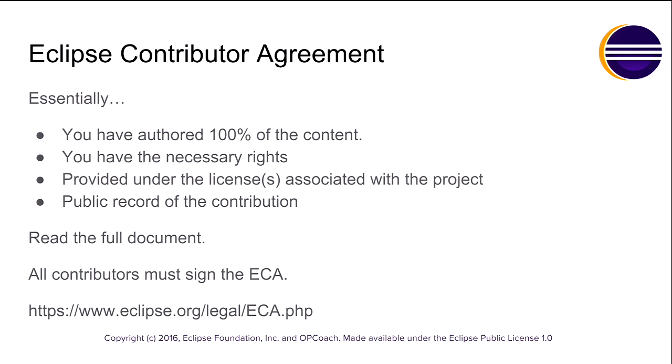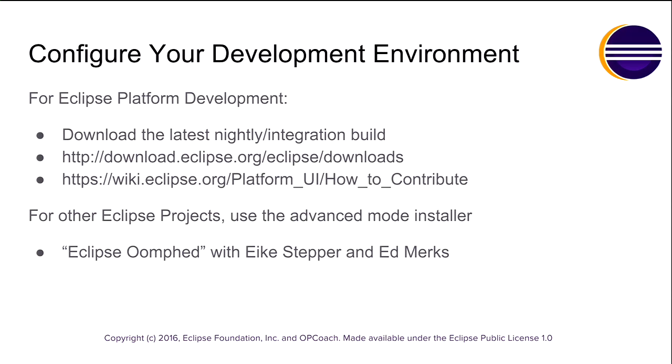So anyway, if you are going to be doing some contribution to an Eclipse project, do go to eclipse.org/legal/eca.php, and that will give you information about the Eclipse contributor agreement and an opportunity to sign it electronically. You have to sign it once every 3 years, and that covers all of your contributions over that period of time.